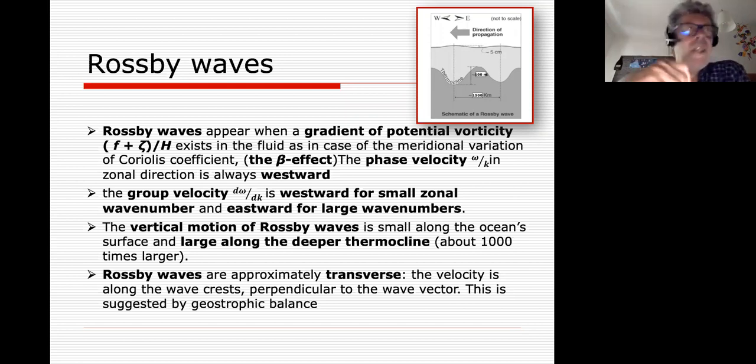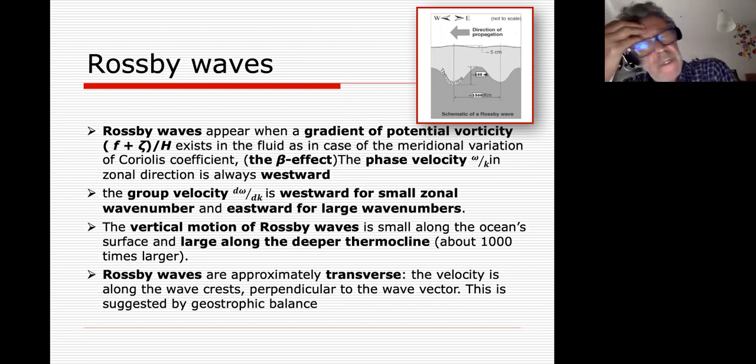Beta is the first derivative of the Coriolis term with latitude. And this is a quite important kind of wave that can be found both in the atmosphere and the ocean.